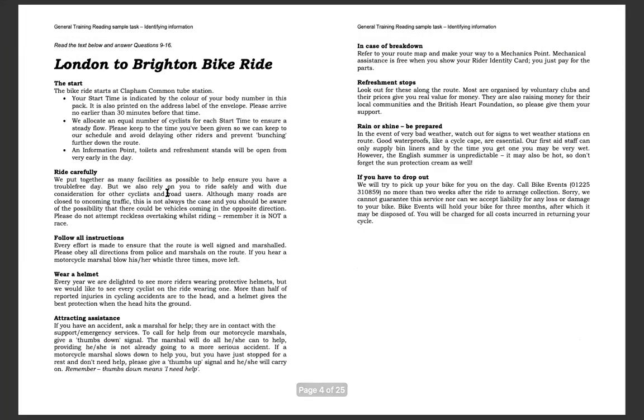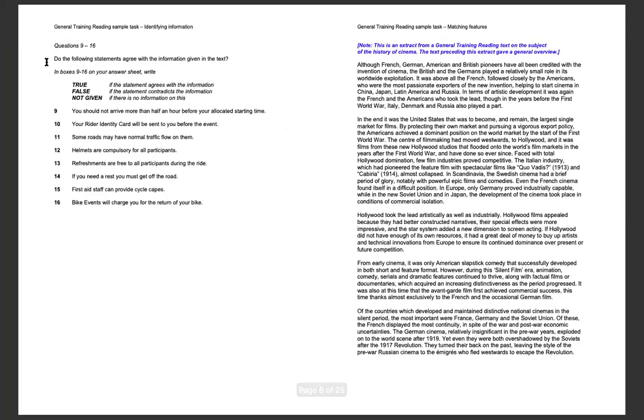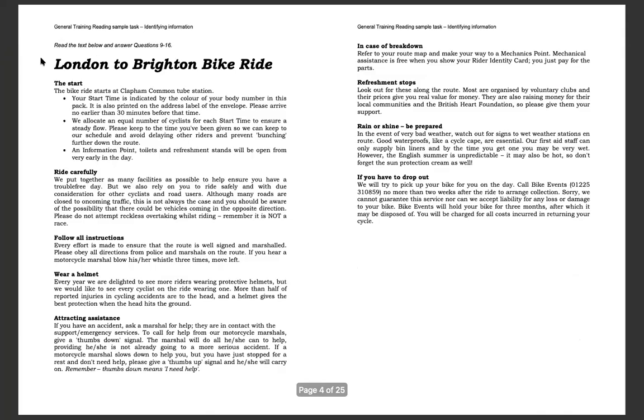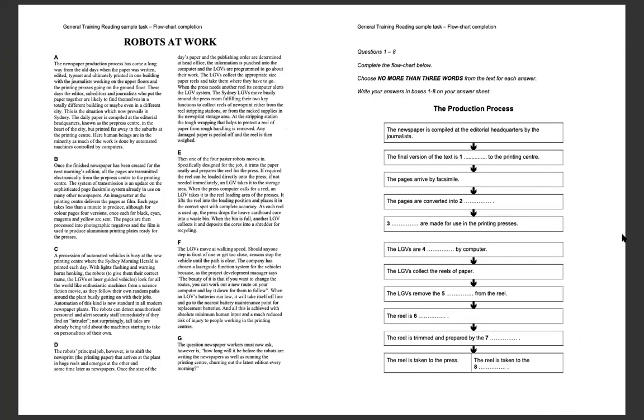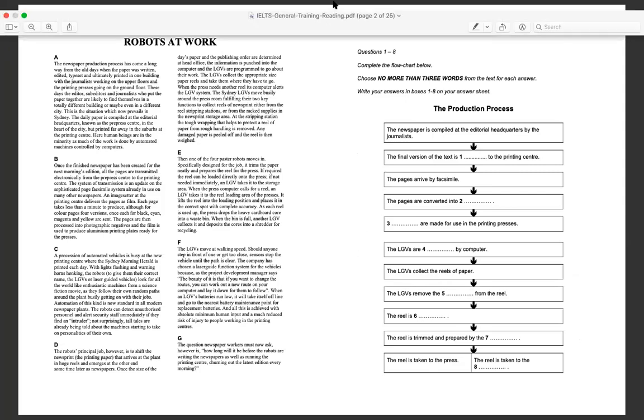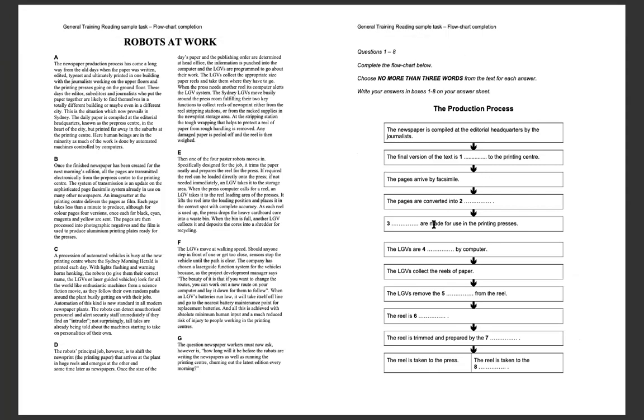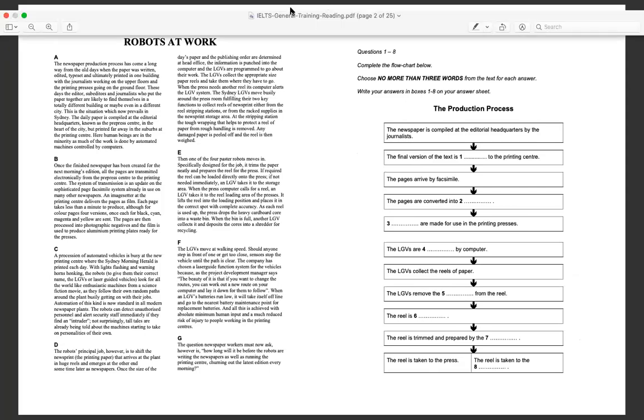Let's go through this question. This type of question is called true, false, not given. The first type of question that we saw just now is called flowchart completion. This is not a very common question type, okay? And there's one more thing I would like to tell you. 90% of the time, take note of this, please, this is a tip for this type of question.